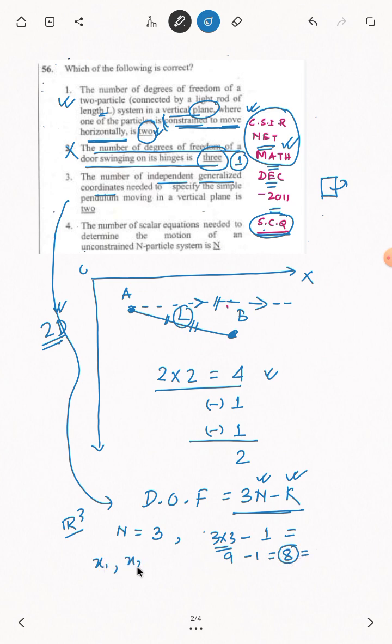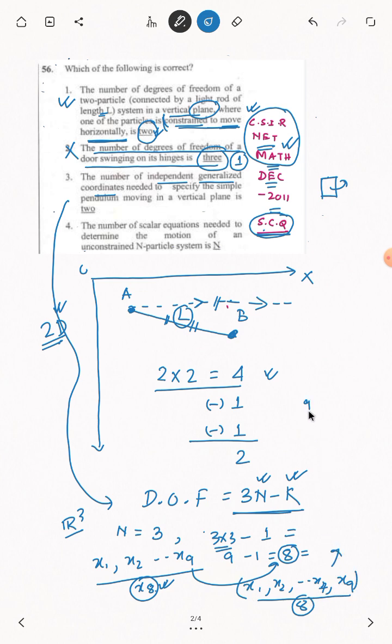So these 8, say x1, x2, dot dot dot, x9 are the free coordinates. And among them, x8 is a fixed quantity. So ultimately it goes to number 8. Then the coordinates become x1, x2, dot dot dot, x7. Then we don't have x8, so we must have x9. So there are a total of 8 coordinates. These coordinates are called generalized coordinates. So generalized coordinates we will see in the next video lecture.